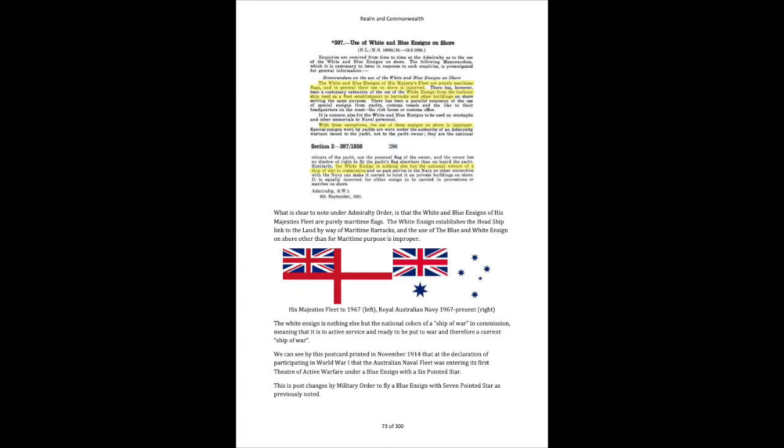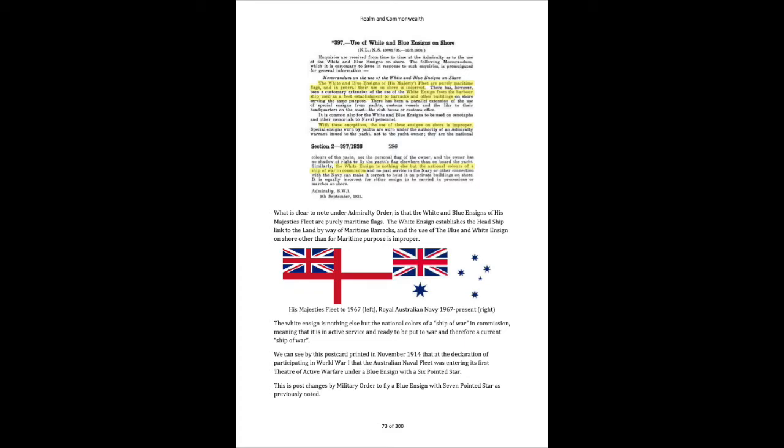What is clear to note under Admiralty order is that the white and blue ensigns of His Majesty's fleets are purely maritime flags. The white ensign establishes the headship linked to the land by way of maritime barracks, and the use of the blue and white ensign on shore other than for maritime purposes is improper. The white ensign is nothing else but the national colours of a ship of war in commission, meaning that it is in active service and ready to be put to war, and therefore a current ship of war.